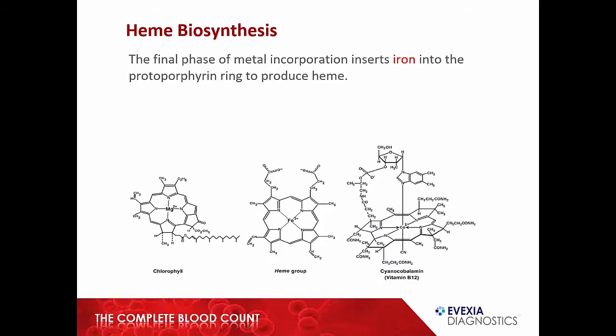In the final phase, metal incorporation inserts an iron into the protoporphyrin ring to produce heme, and that's what you see in the center. There's some contrast to the right and left of the heme group. Just to look at in nature, chlorophyll has a magnesium in the center, and vitamin B12 has cobalt in the center. Notice the ring shape, or the protoporphyrin ring shape, throughout the chlorophyll and the heme group and vitamin B12.